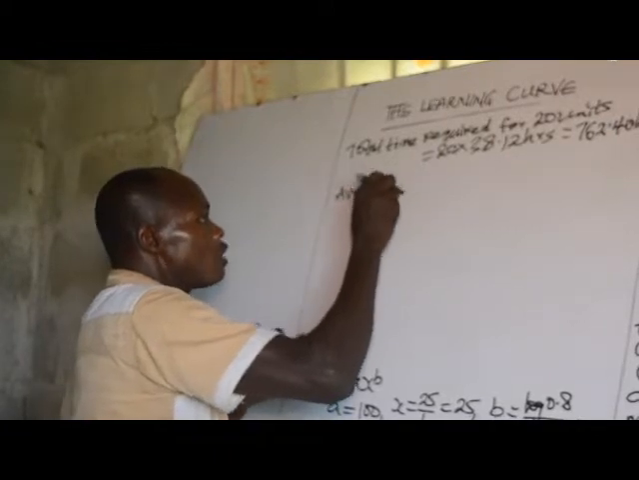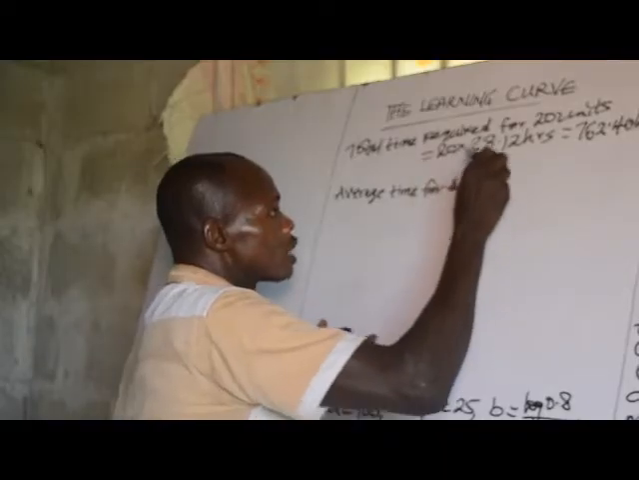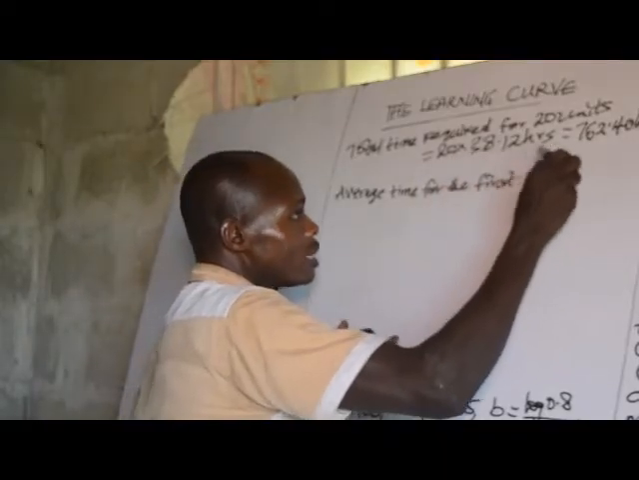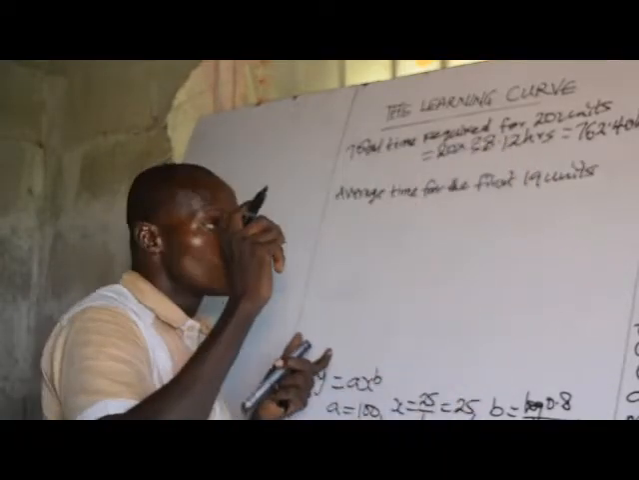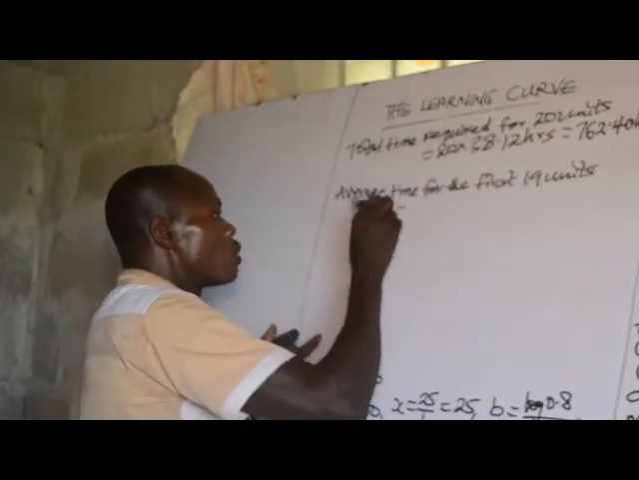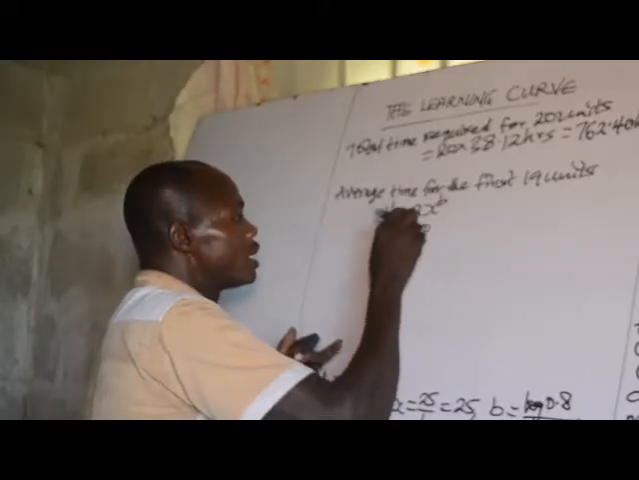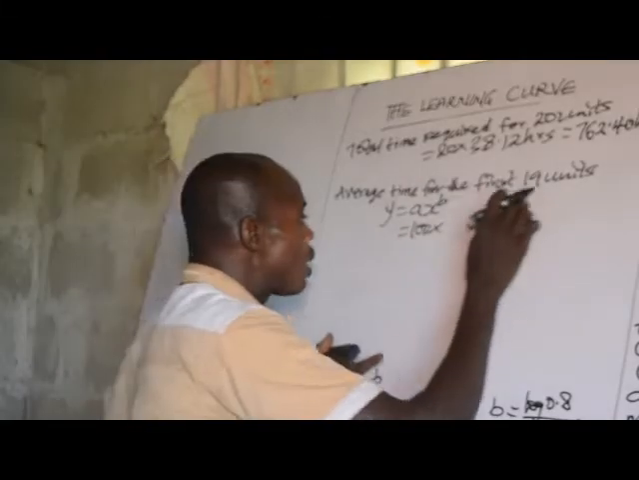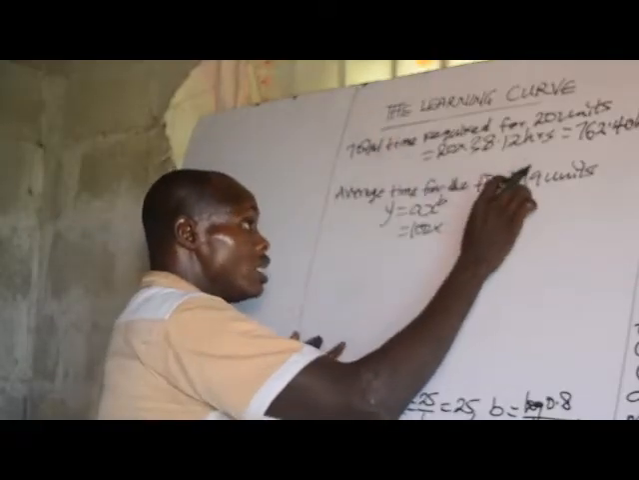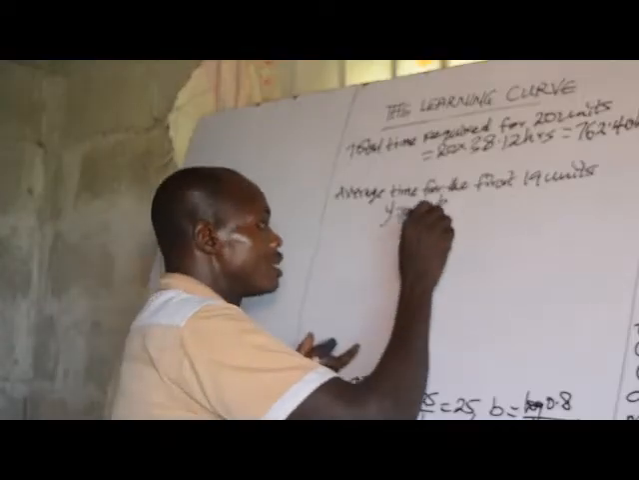Average time for the first 19 units. That is the time required to produce a unit from the total of 19. The formula still remains y equal to ax raised to power b. Our a is 100, x is 19 divided by 1, since the first unit is 1. The unit in the first batch is 1. 19 divided by 1 will still be 19.